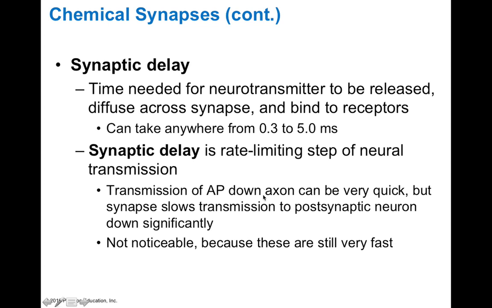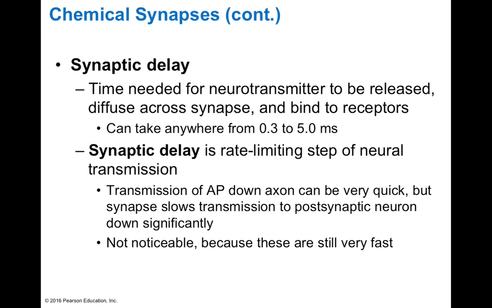So transmission of the action potential down the axon can be very quick, but because the synapse is more slow, this ultimately causes slowing of action potential and information spread. So we find that neural networks that have many synapses are going to take a little bit longer in terms of information spread than neural networks that have very few synapses.